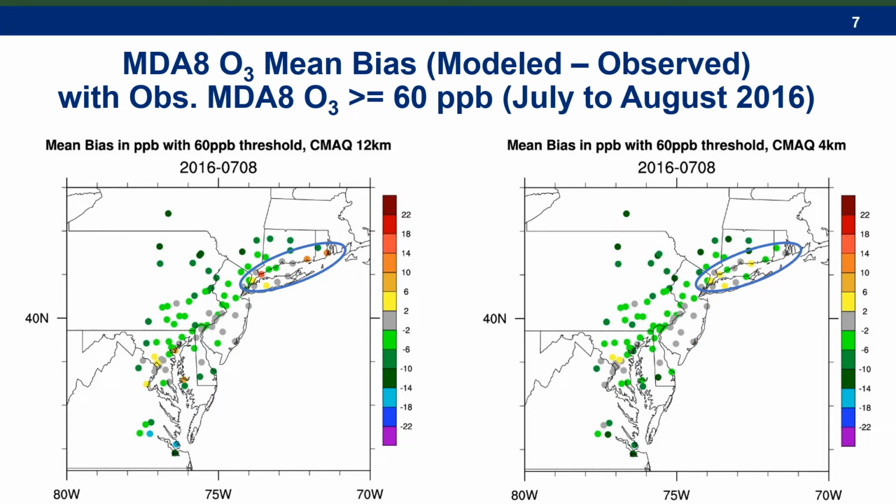This slide shows the MDA8 of ozone mean bias in July and August. Again, both simulations showed similar results for most of the sites. The very high ozone biases in red and orange color change to gray, light green, or light yellow in the 4 km resolution panel, which means that 4 km resolution outperformed the 12 km simulation for those 3 sites.